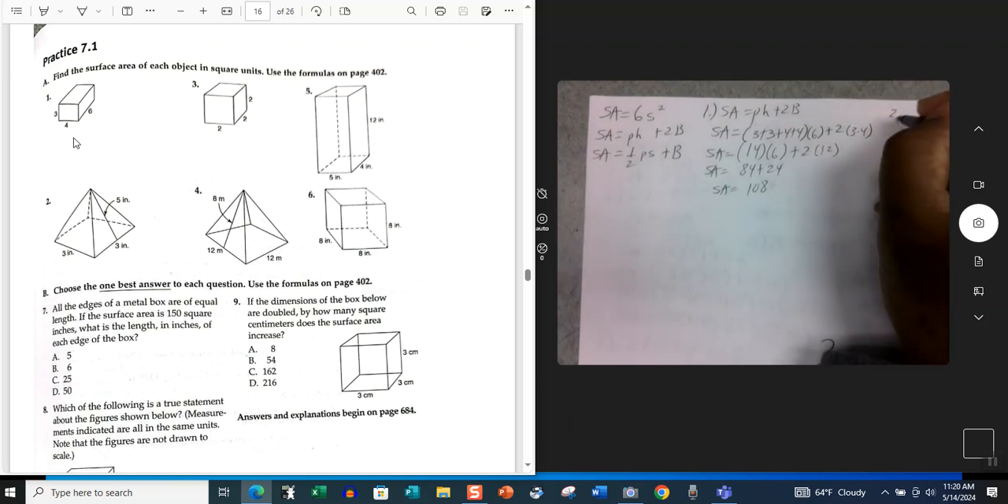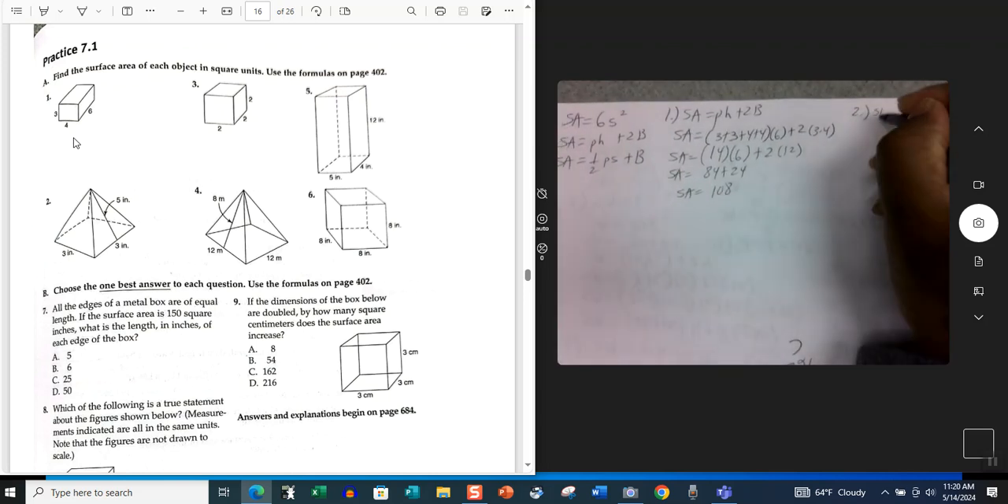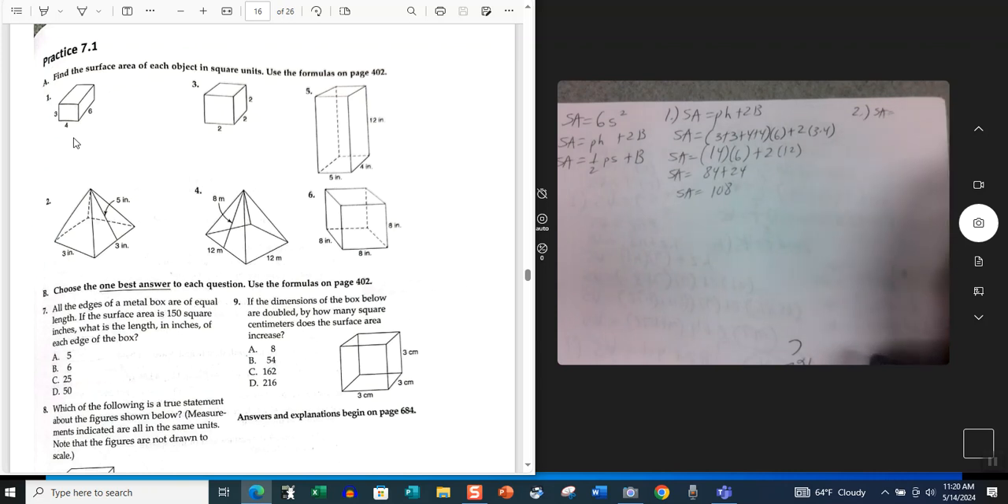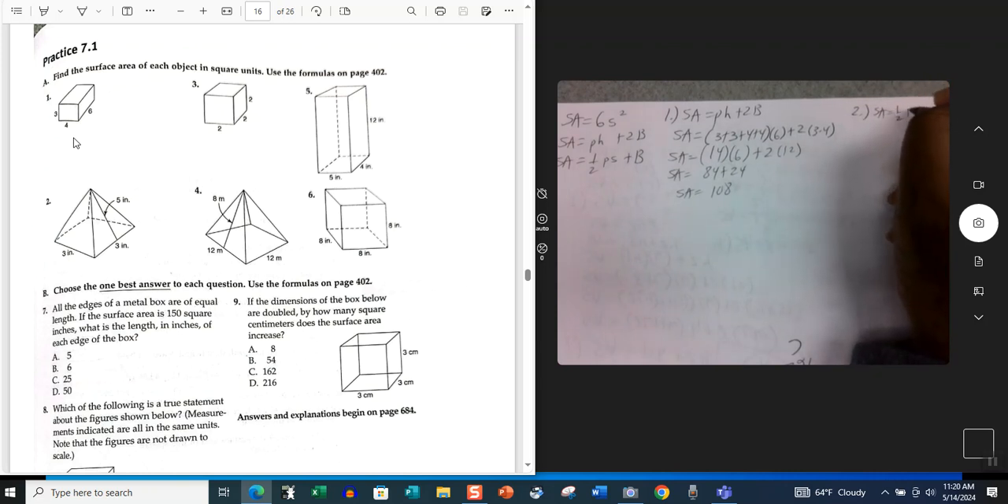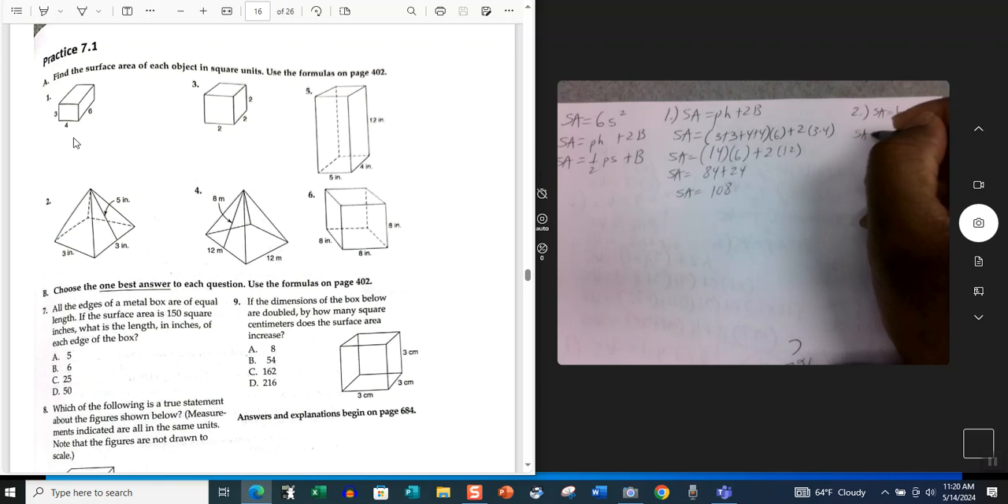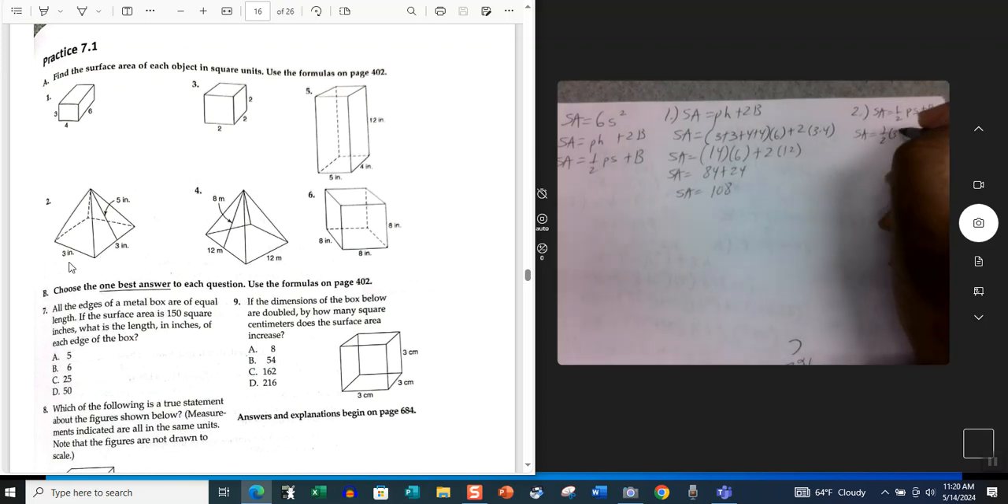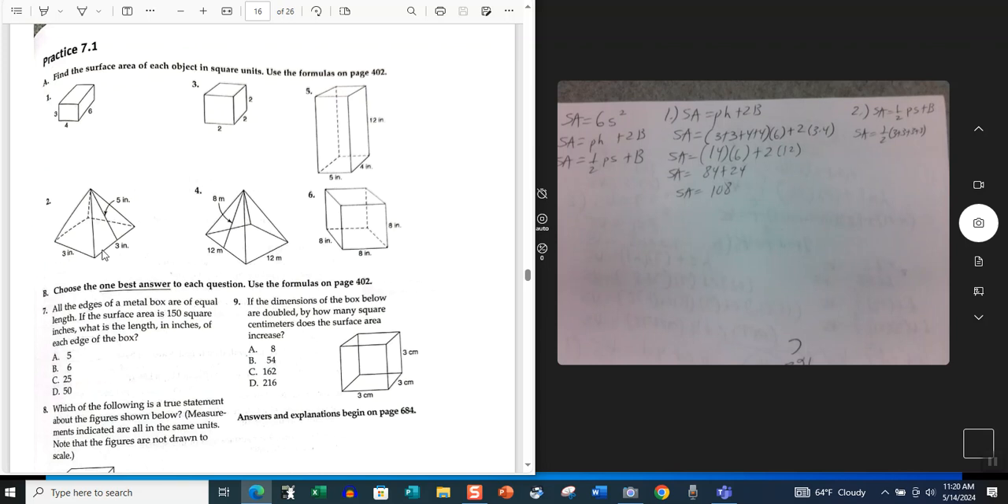Now we look here at problem number 2. Problem number 2 deals with the pyramid. The surface area of a pyramid is equal to 1/2 times the perimeter times the slant height plus the base. So now we have the surface area is equal to 1/2. The perimeter of this pyramid is basically the bottom rectangle here, so we will add all of the sides. It'll be 4 3s, because it looks as though all the sides are equal.